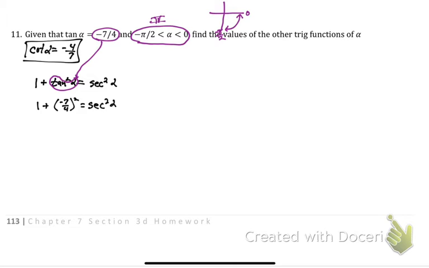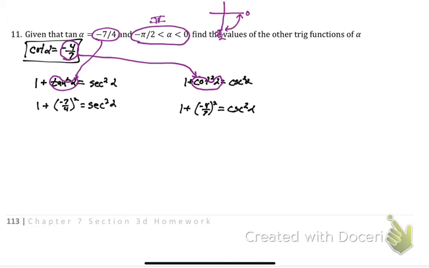Now, we could have also written this as 1 plus cotangent squared alpha equals cosecant squared alpha. If you wrote cotangent, this is the one where I'd replace the cotangent with the flipped one. So this one would be 1 plus negative 4 over 7 squared equals cosecant squared. When you solve this one, you'll have cosecant, you flip it, and you have sine. So that one's tan, so you have to make it negative 7 over 4. So here's some good advice for you on these.